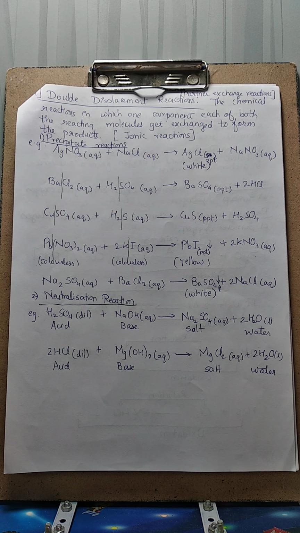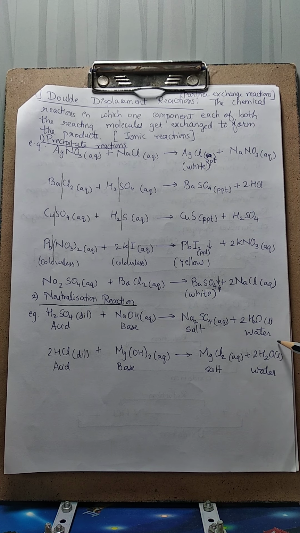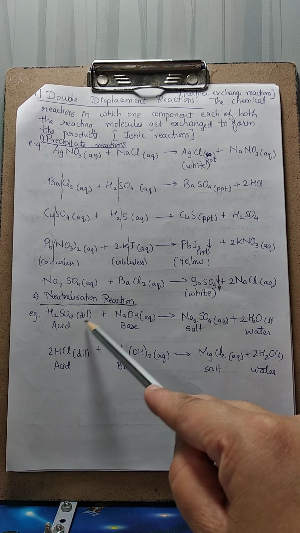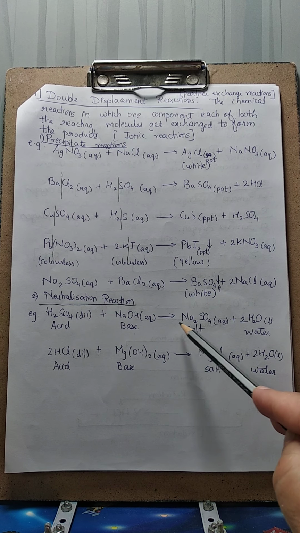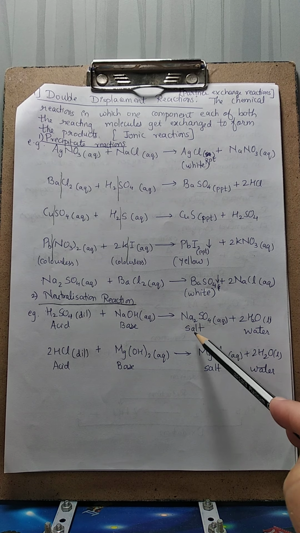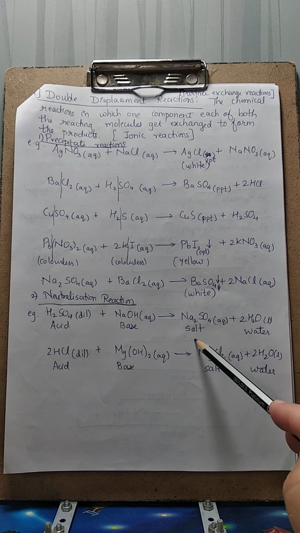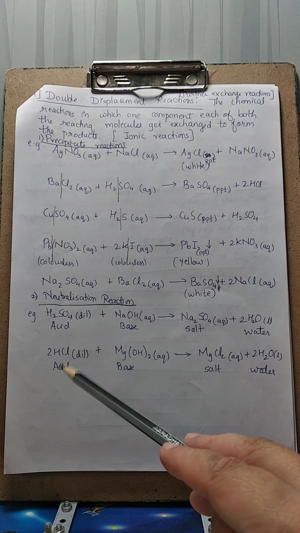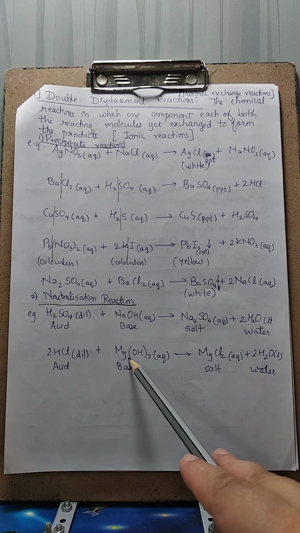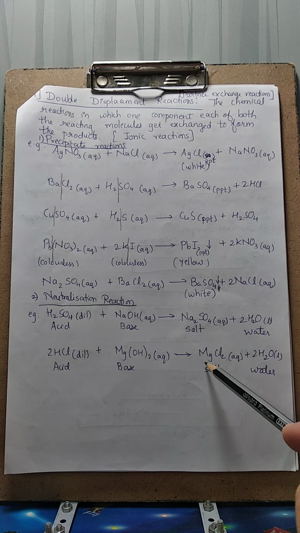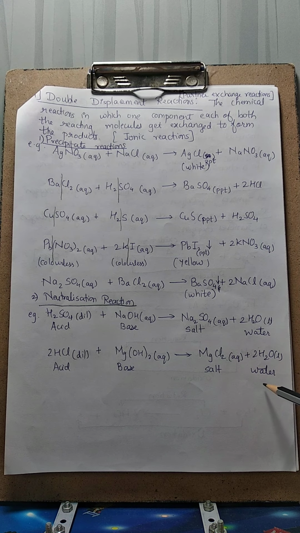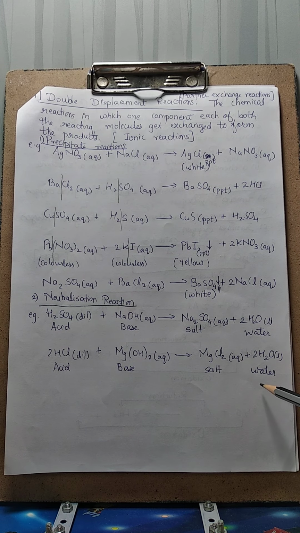Then the second type of reaction is neutralization reaction. What is neutralization reaction? Acid and base react with each other to form salt and water. So dilute H2SO4, this is an acid, plus NaOH, sodium hydroxide, a base, gives Na2SO4, sodium sulfate, a salt, plus H2O, water. So salt and water is formed in a neutralization reaction. Similarly, HCl, acid, plus magnesium hydroxide, which is a base, forms magnesium chloride, a salt of magnesium, plus H2O, again water. So salt and water is formed.